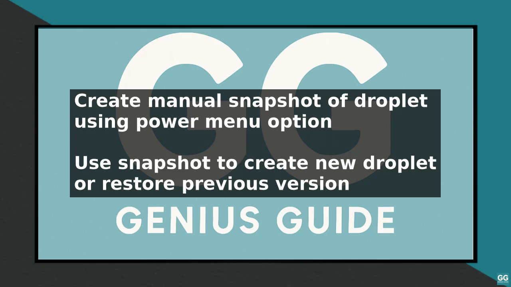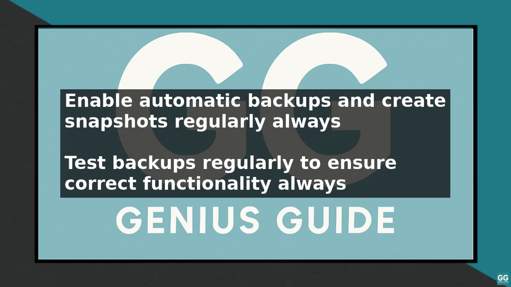When deploying Droplet backups, it is essential to consider a few best practices. First, make sure to enable automatic backups for all your Droplets to ensure your data is safe. Second, create snapshots regularly to capture changes to your Droplet over time. Finally, test your backups regularly to ensure they are working correctly and can be restored in case of an emergency.